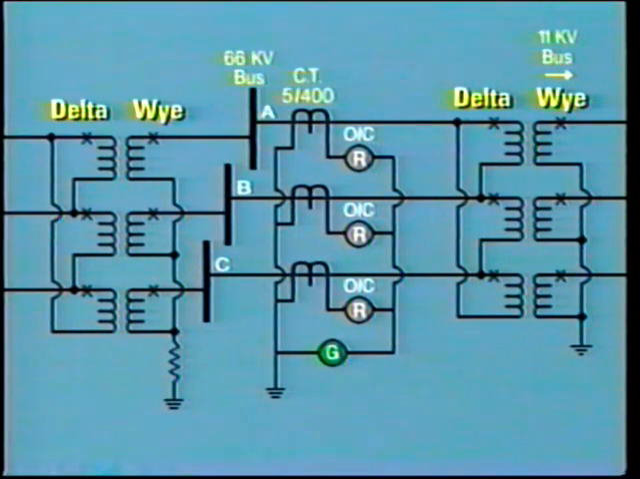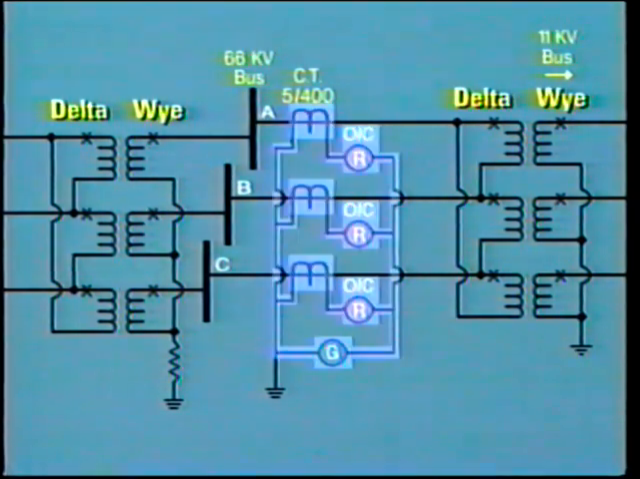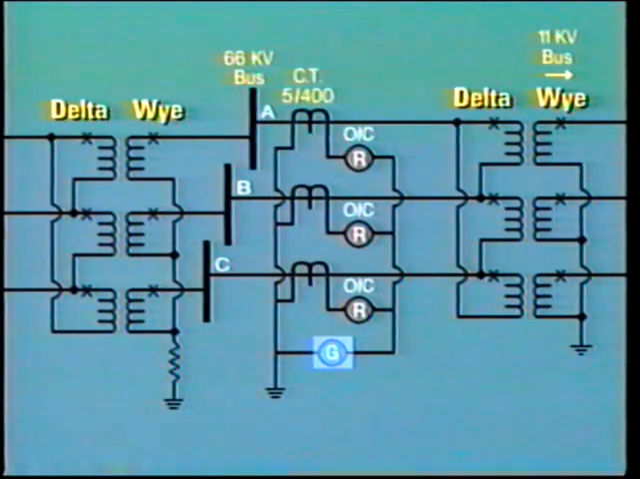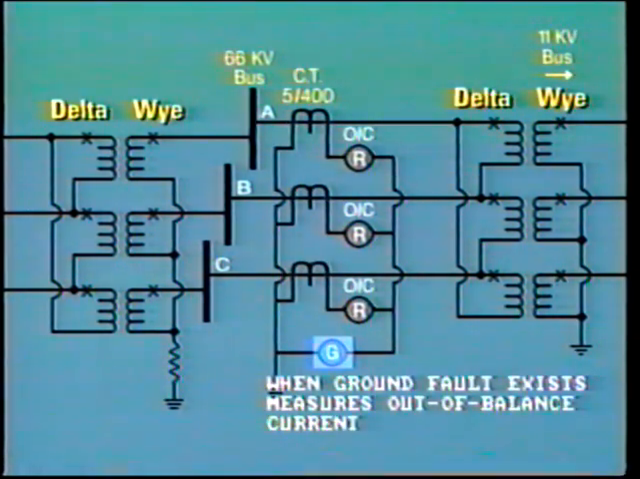Here is a very common connection for measuring zero sequence current. The ground fault relay, in fact, measures the residual current from the three phases. If all three phases are perfectly balanced, then there will be no residual current. When a ground fault does exist, the ground relay will measure the total out-of-balance residual current, and this is equal to 3 times I0.